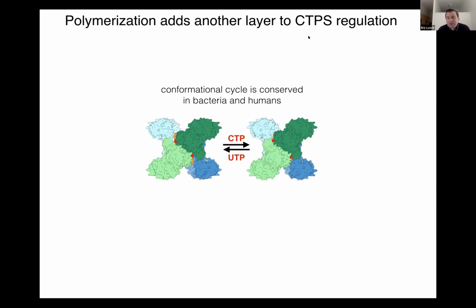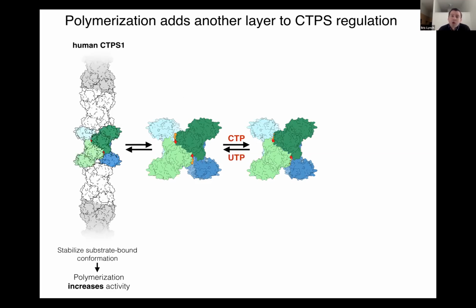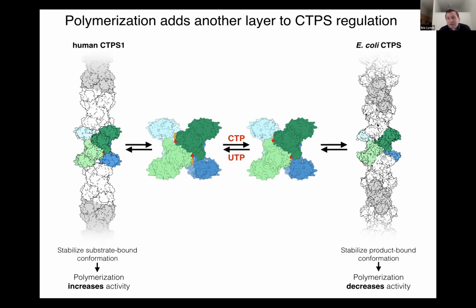But then polymerization adds another layer to this regulation. And so what I saw was that with human CTPS1, filaments assemble in the presence of substrates in the active conformation, and these filaments have increased activity. And then you see the opposite effect with E. coli CTP synthase. E. coli CTPS assembles in the presence of products in the inhibited conformation, and filamentation in this case actually decreases activity.